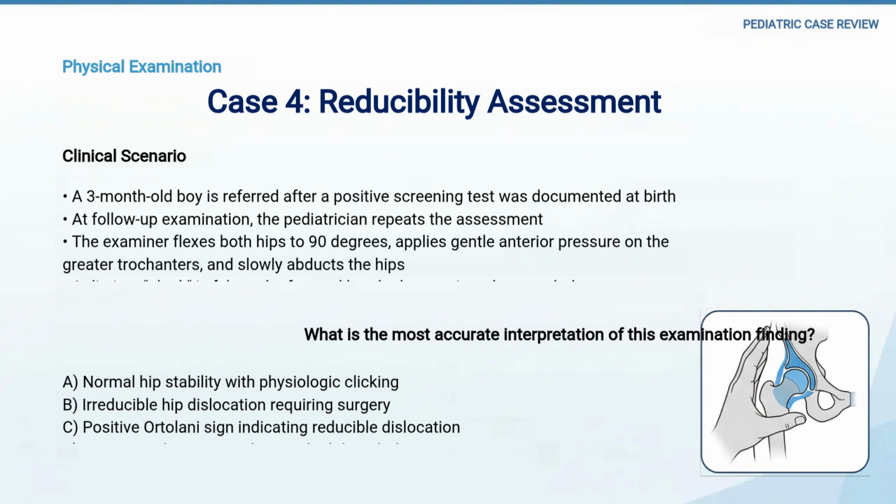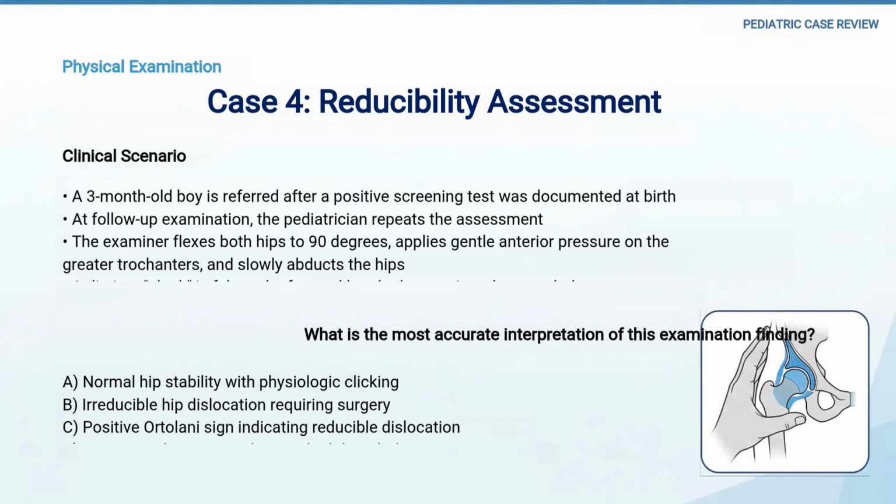A 3-month-old boy is referred after a positive screening test was documented at birth. At follow-up, the examiner flexes both hips to 90 degrees, applies gentle anterior pressure on the greater trochanters, and slowly abducts the hips. A distinct clunk is felt as the femoral head relocates into the acetabulum. What is the most accurate interpretation of this finding?